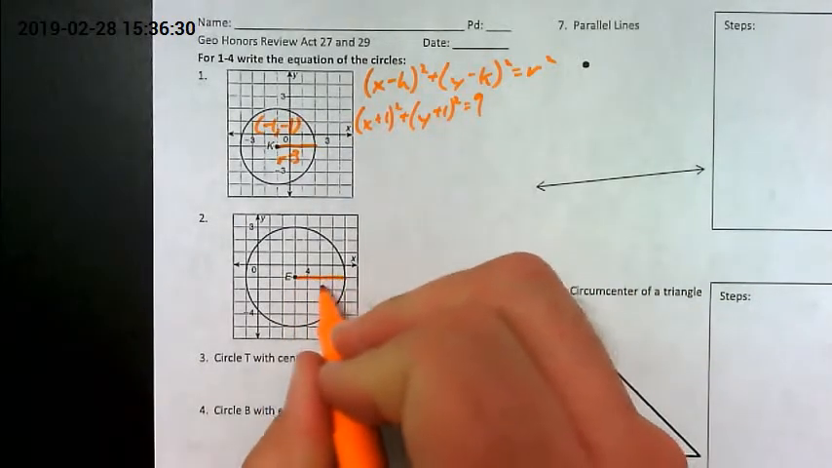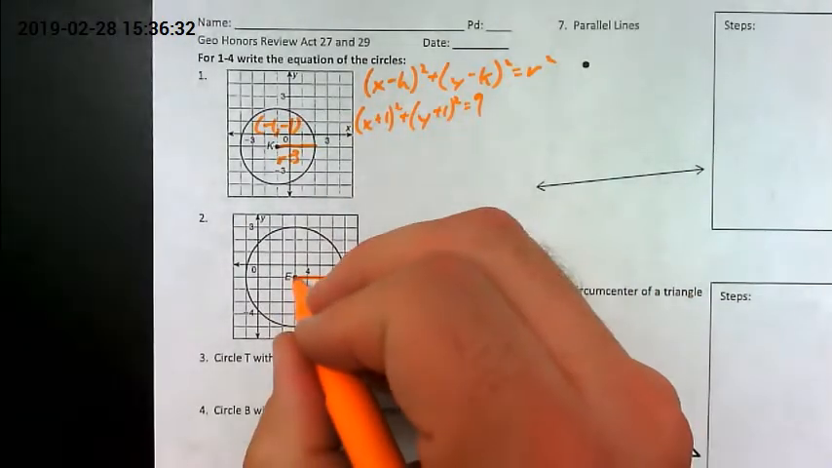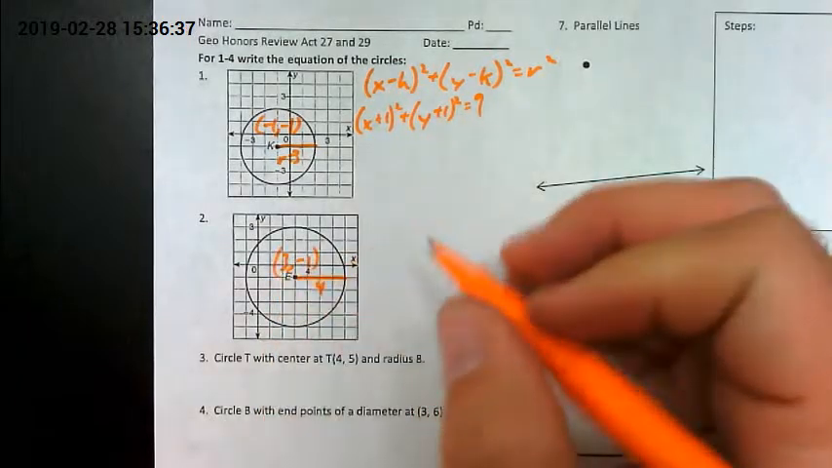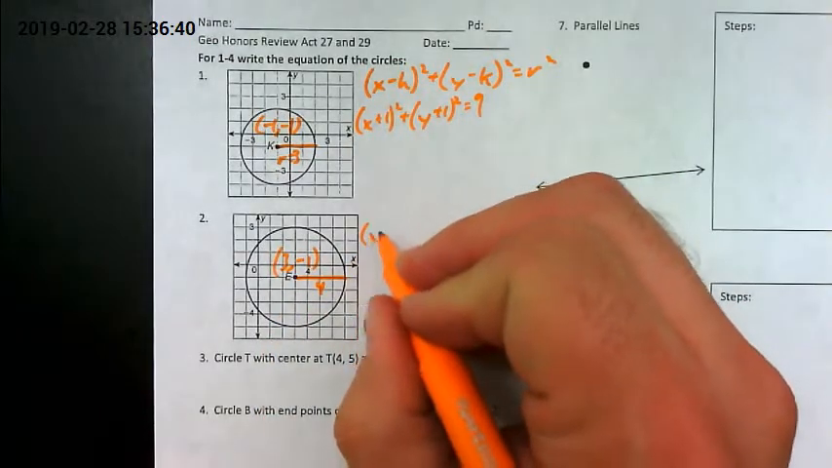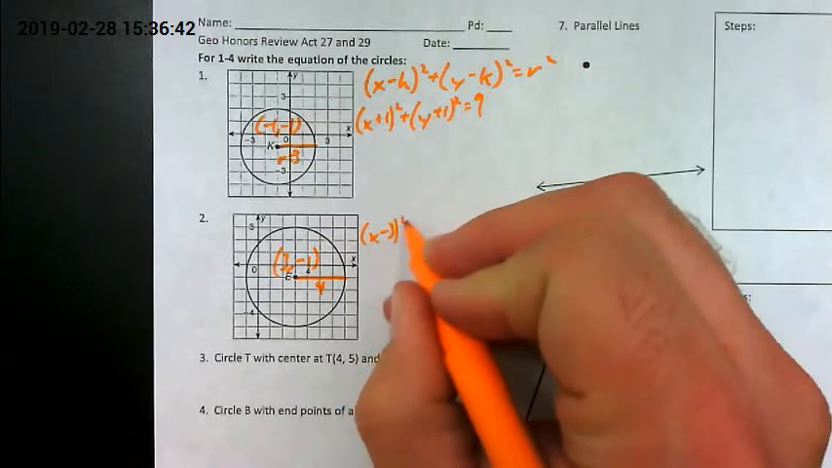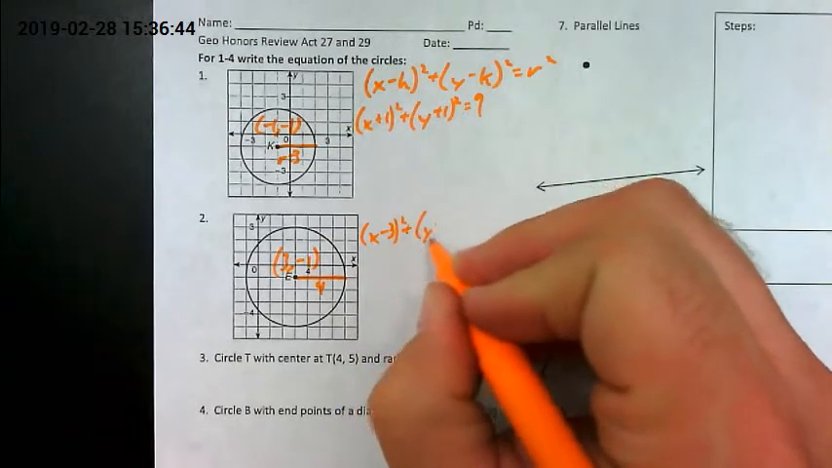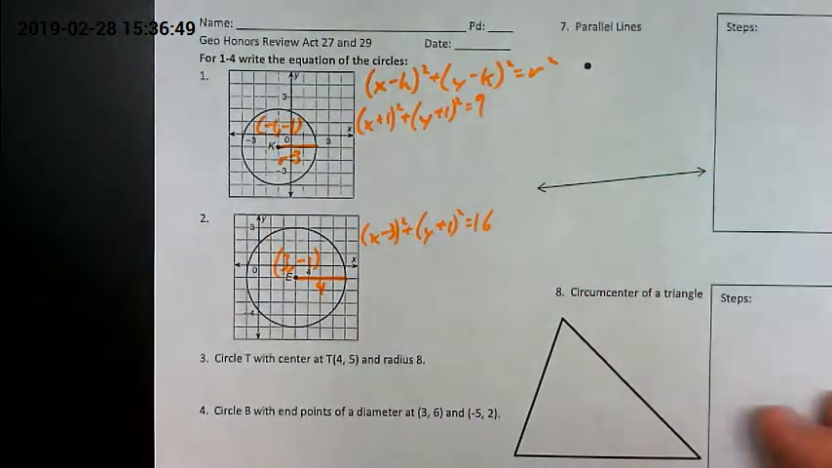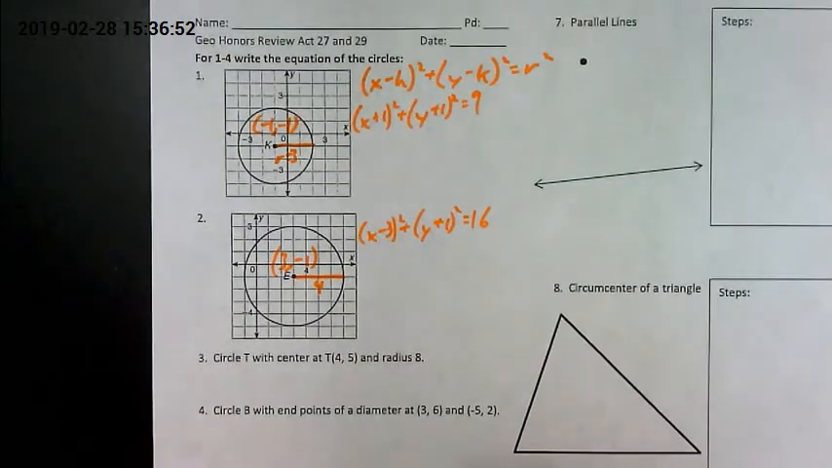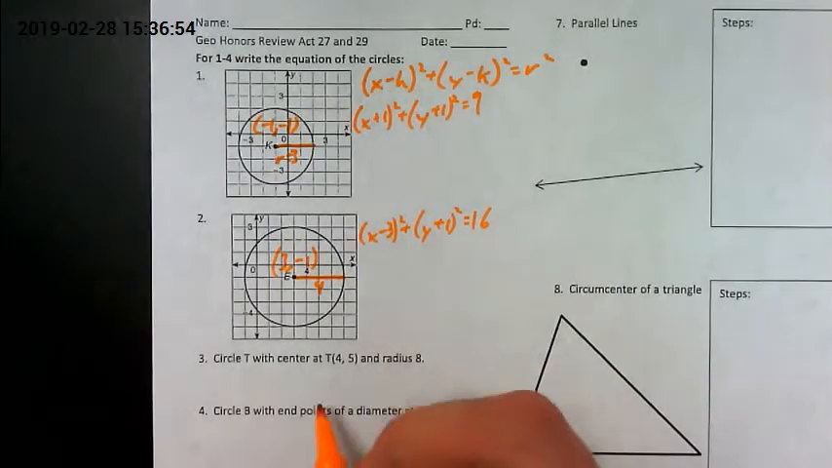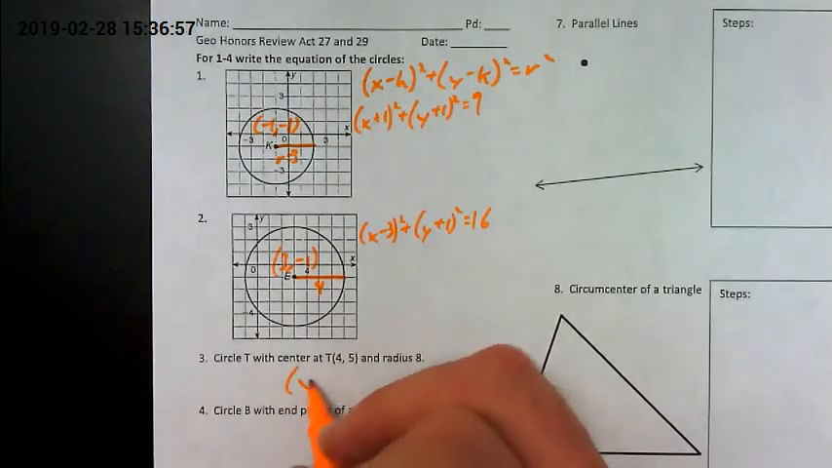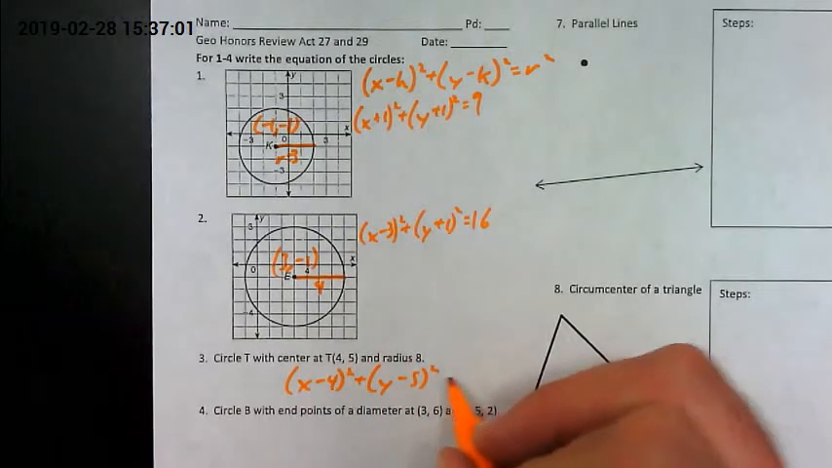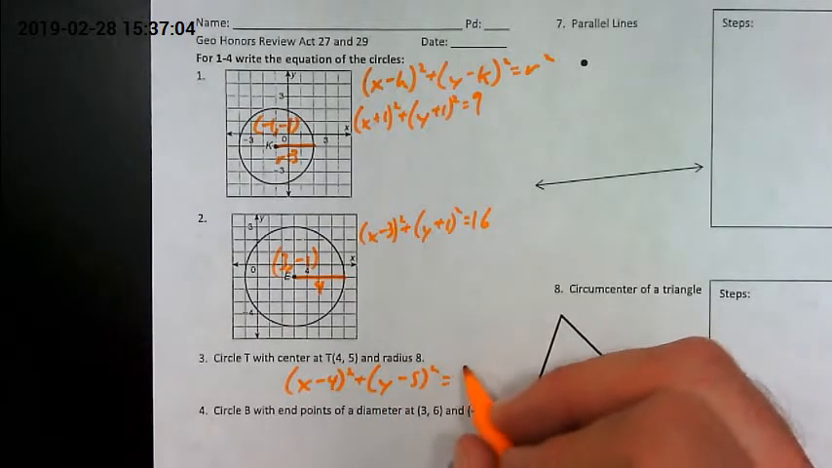Then on the second one, same thing. You have a radius of 4. You have your point at 3, -1. So when you write your equation, you have x minus 3 squared plus y plus 1 squared, and 4 squared is 16. This one, they give you the center and the radius, so all you have to do is plug it straight into your formula. X minus 4 squared plus y minus 5 squared equals 8 squared, which is 64.